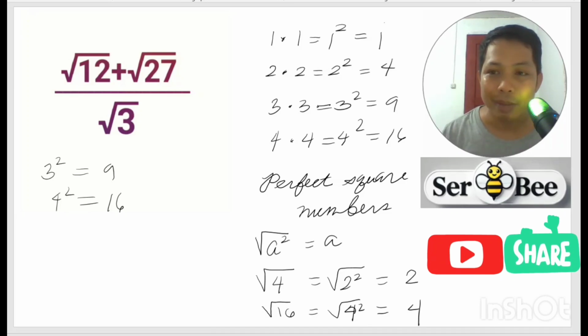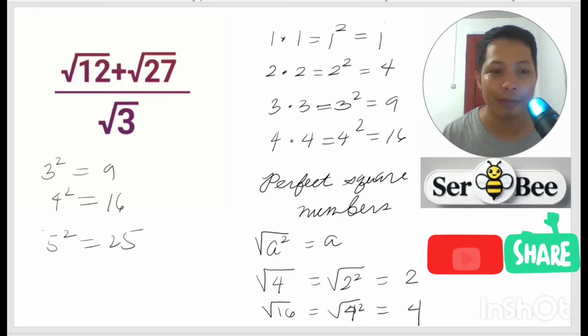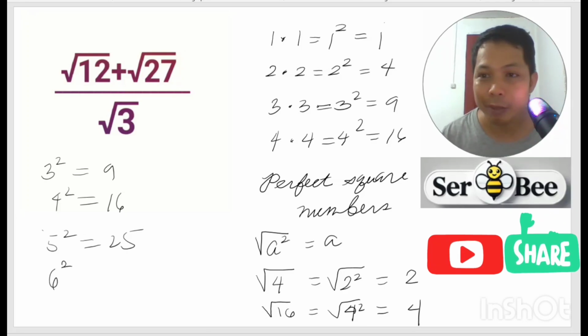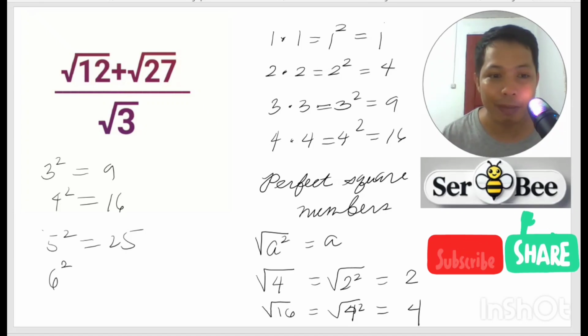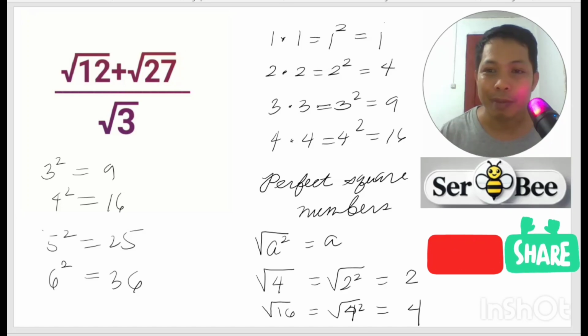And 27 is also not a perfect square because 5 squared is 25, that is 5 times 5, and the next perfect square number after 25 is 6 squared, which is 36. So hence 27 is not a perfect square. So now, what can we do to solve this problem?